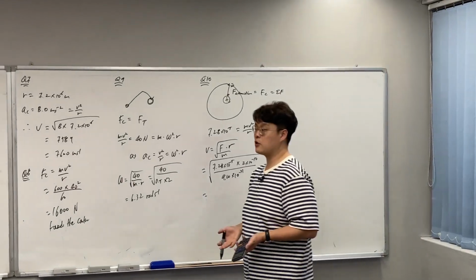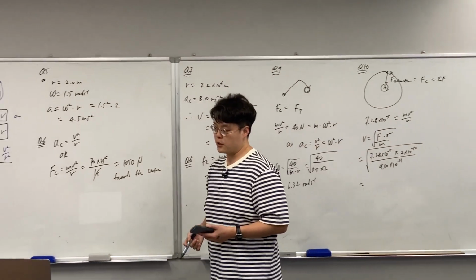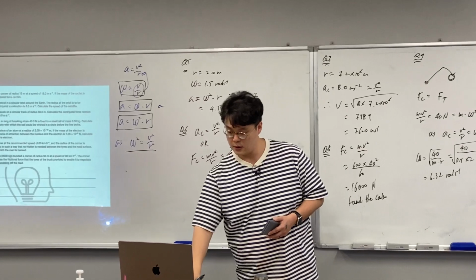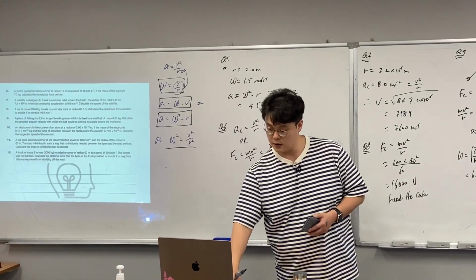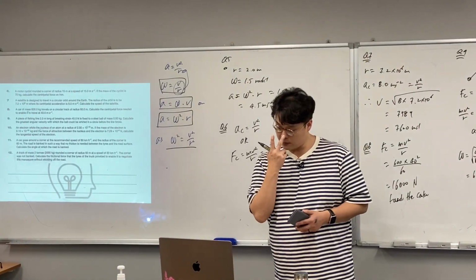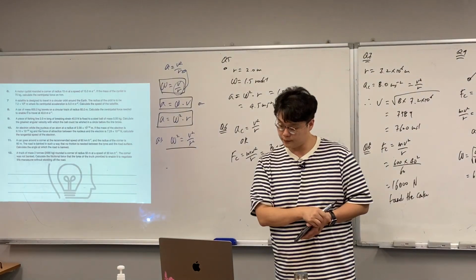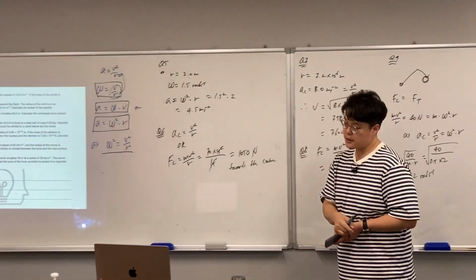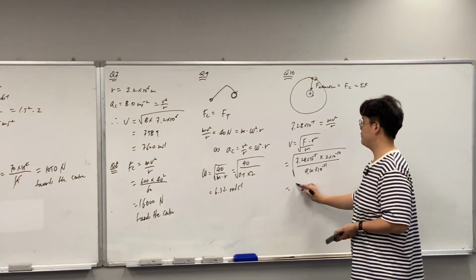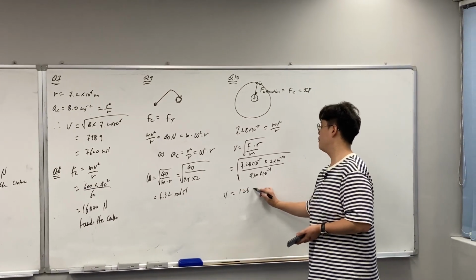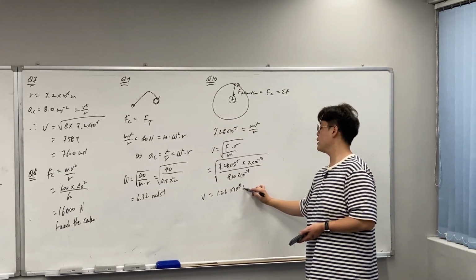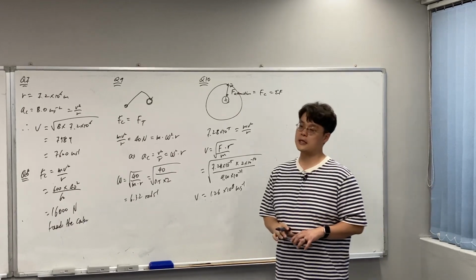Okay, you can put everything in your calculator, but don't put it into fraction forms. There's a chance you can make a mistake from it. So if you calculate it correctly, then 1.26 times 10 to the power 8 meter per second is the final answer.